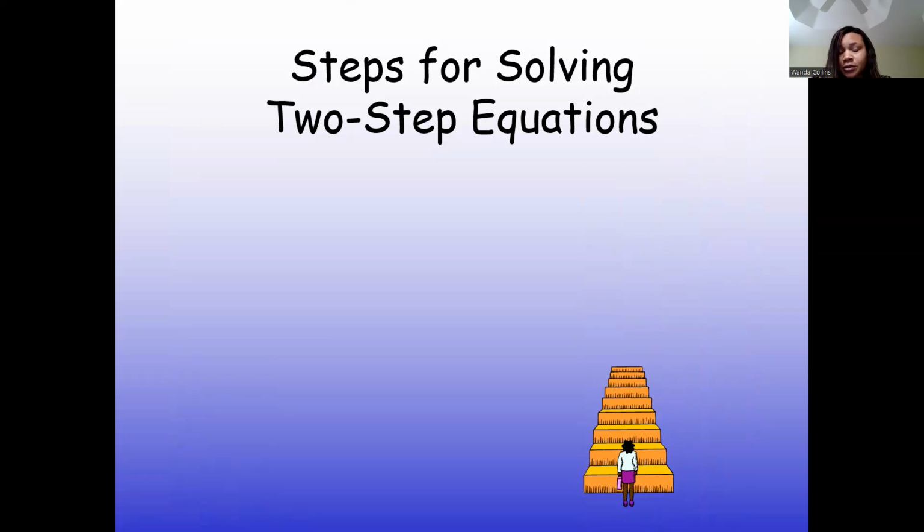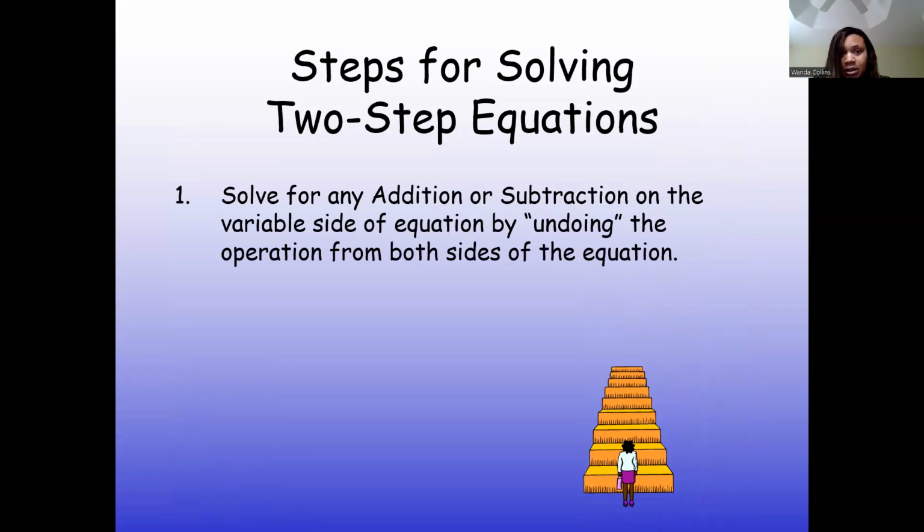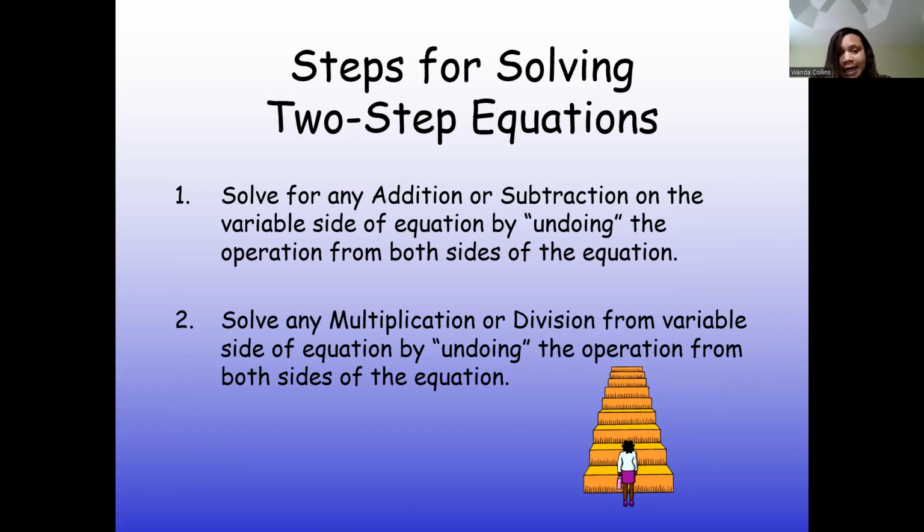Now, the steps for solving two-step equations. First, you need to solve for any addition or subtraction on the variable side of the equation by undoing the operation from both sides of the equation. Second, you will need to solve any multiplication or division from the variable side of the equation by undoing the operation from both sides of the equation.